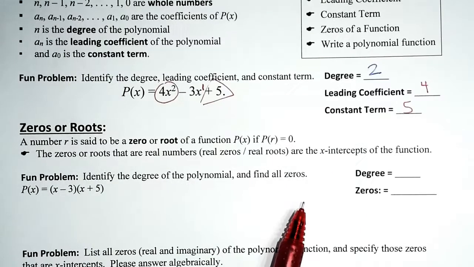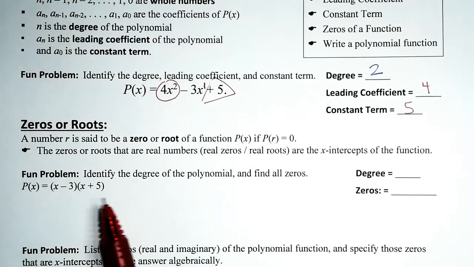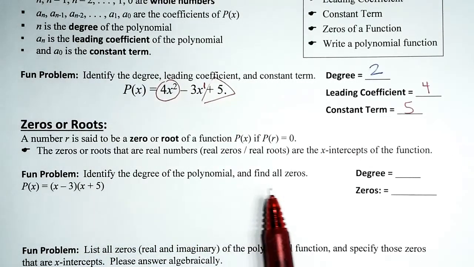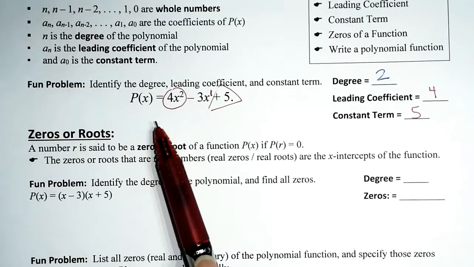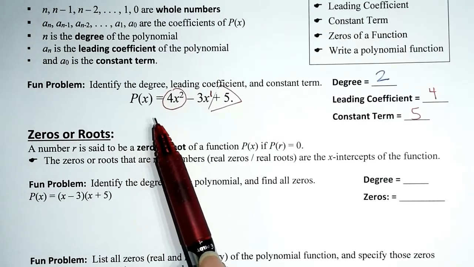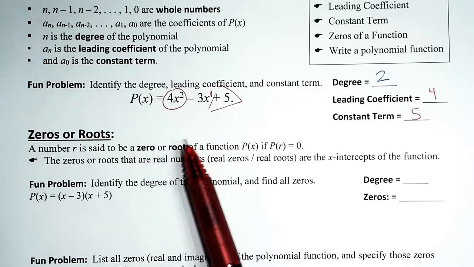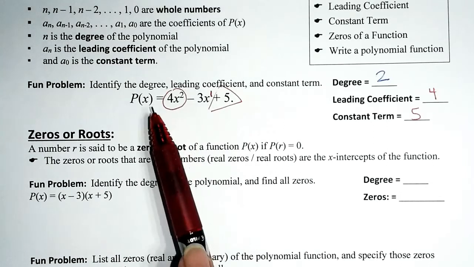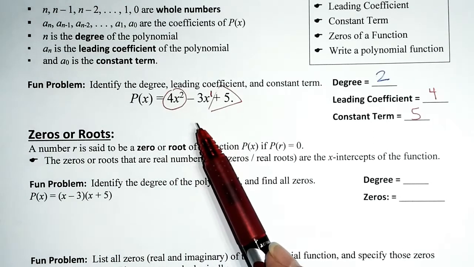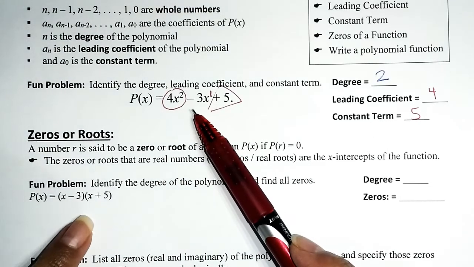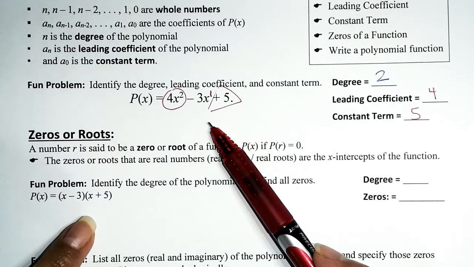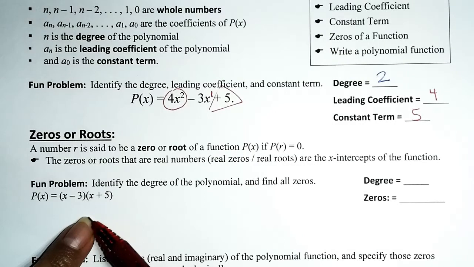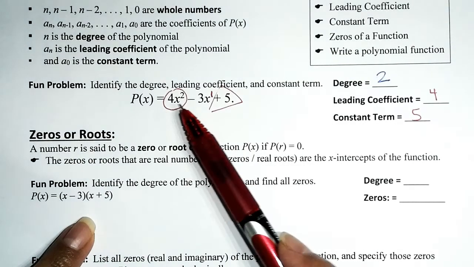Okay, so we have a fun problem. Identify the degree of the polynomial and find all zeros. Okay, so for the polynomial that we just knocked out, it was a little bit less intense for me to identify the degree. Degree, code for biggest exponent on any of the variable terms. But what I want to point out is the difference between the first one and the second one. Right here we do have a sum of terms. Right here we have a product of terms. So it's not as straightforward for me to say, bam, this is the biggest exponent.